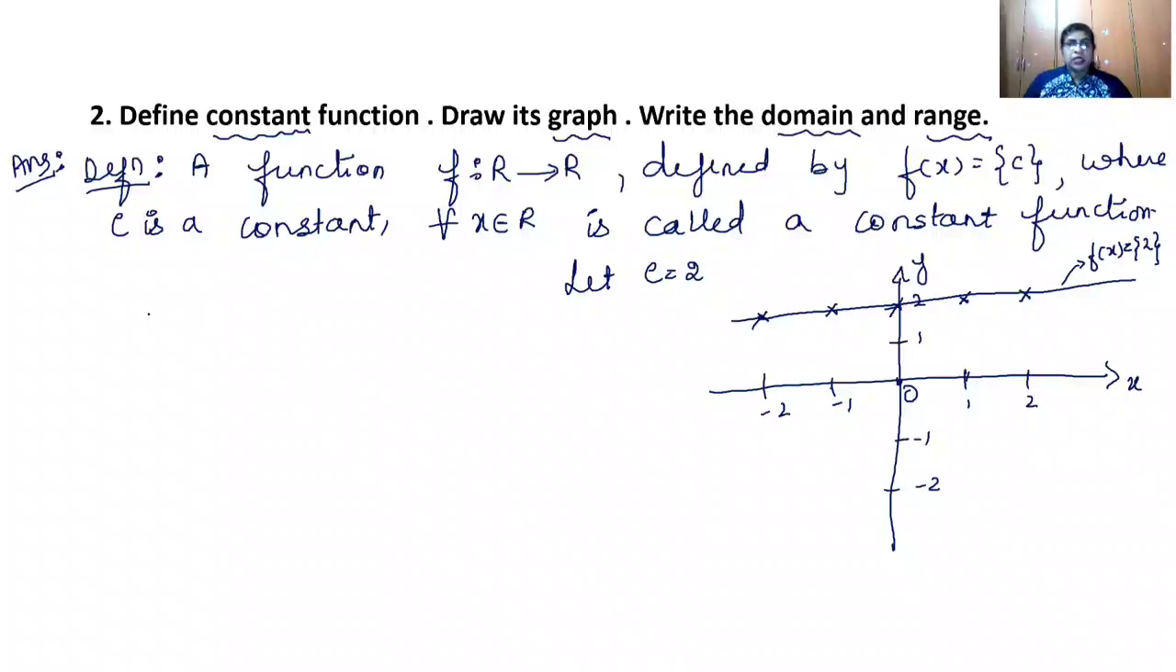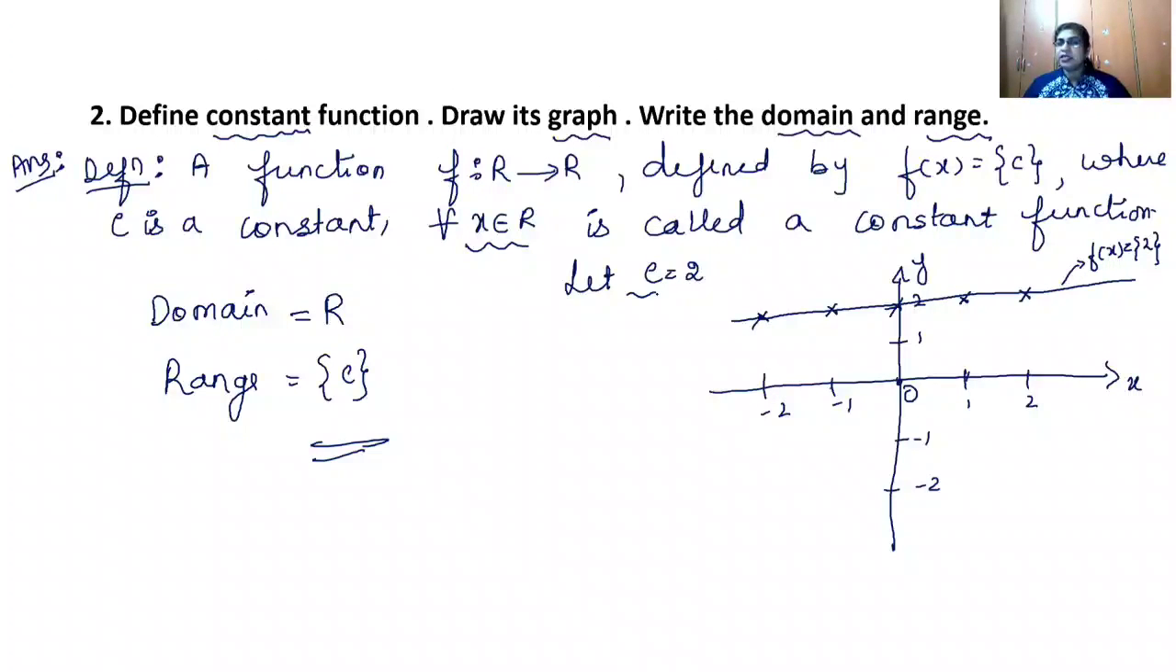Clear? Now, what about the domain? So domain is for all x belongs to R. So domain is R. What about its range? So whatever real number you take, where it goes and reaches, who is the image? It is constant C. So it is equal to C. Here I have taken let C is equal to 2 and given this example for you. Hope this idea is clear.